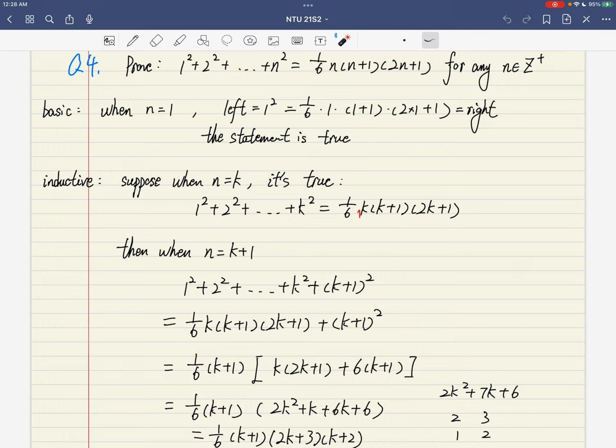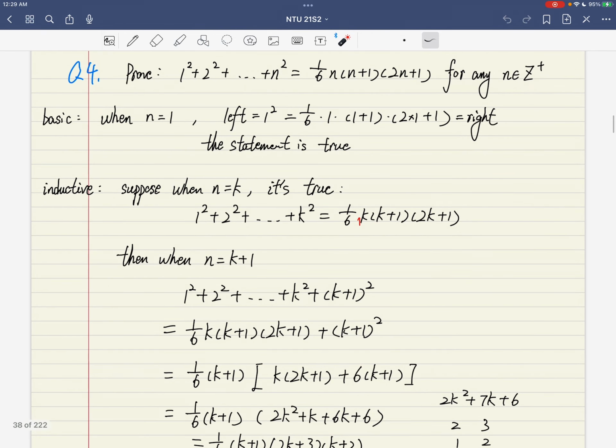So then the last one, exercise 41. Prove by mathematical induction that 1 squared plus 2 squared plus all the way to n squared is equal to 1 over 6 n times n plus 1 times 2n plus 1. So you want to prove this equation is true for all positive integers n.